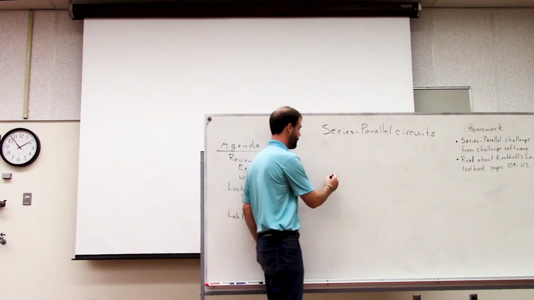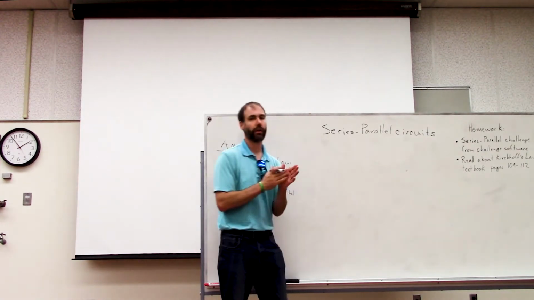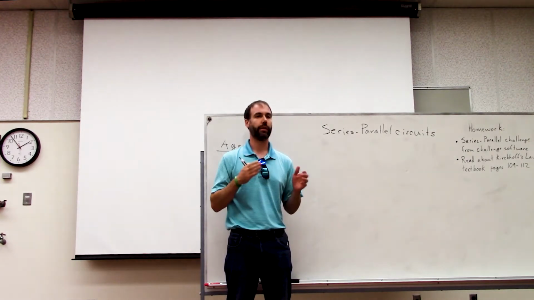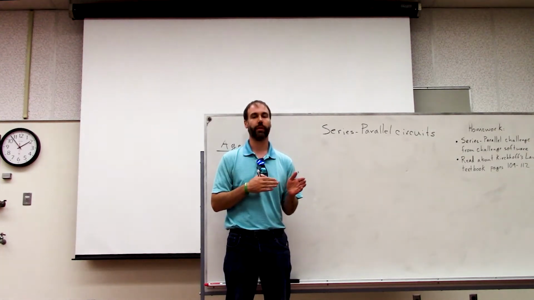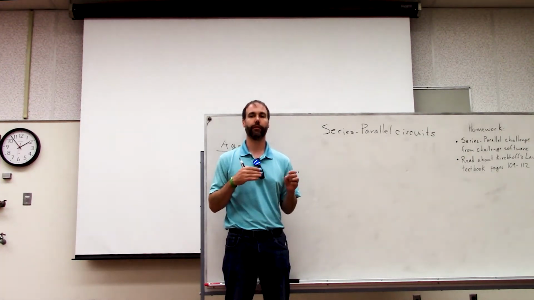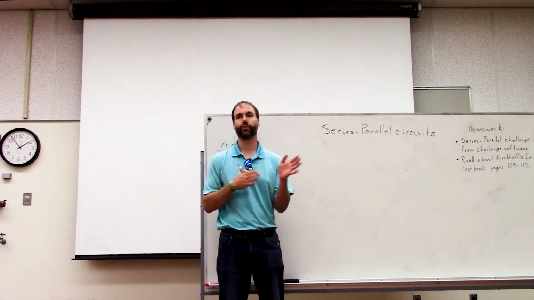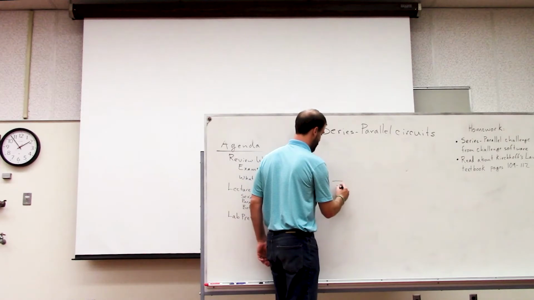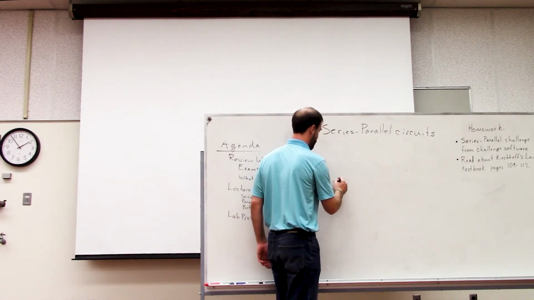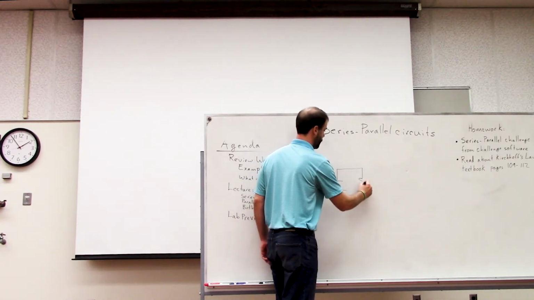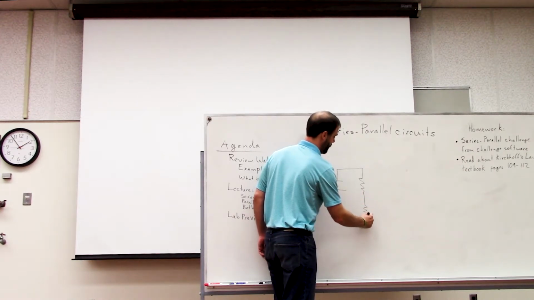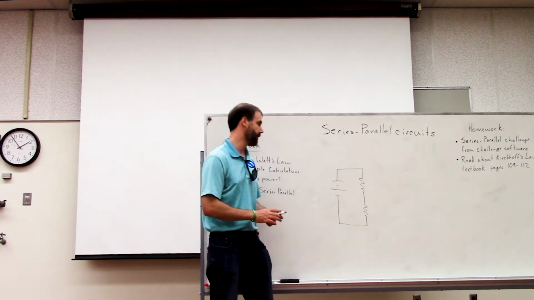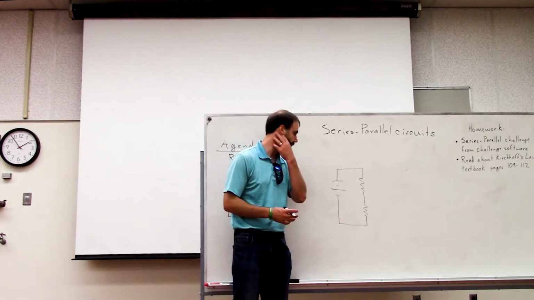What we saw was that series elements are circuit elements that are connected end to end. So the start of one element is connected to the end of the previous element. They're almost like trains on a train track, right? So an example of a series circuit would be something like this. You've got two resistors that are connected end to end. So they're in series.